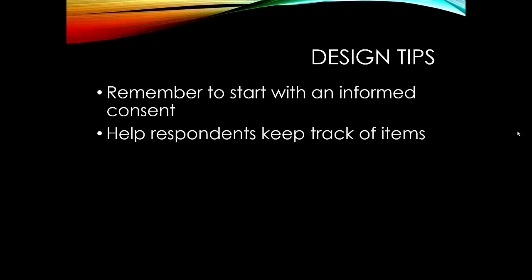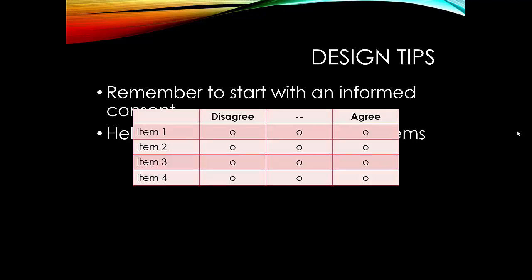Also, help respondents keep track of items. When you're filling out a questionnaire, it's really easy to lose your place, to, for example, put the answer to item 1 in the row for item 2, or to skip item 3 altogether. If you visually design your questionnaire in such a way that respondents have different colors associated with different rows, it minimizes the chances that they misanswer or that they skip an item.